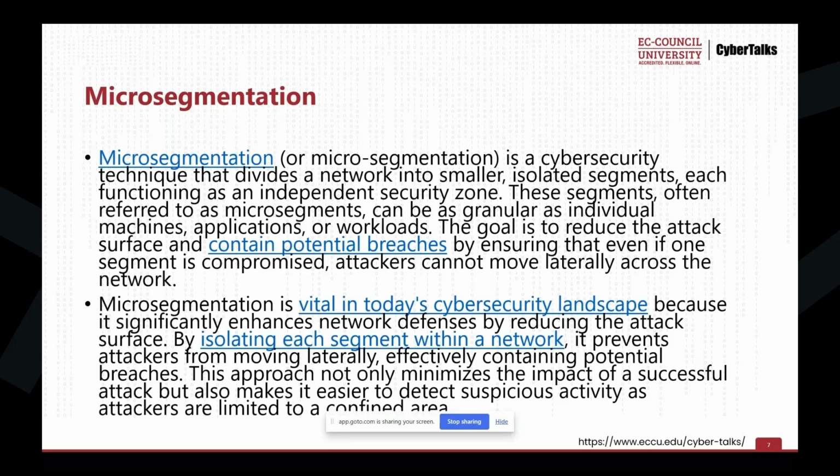And I don't know if some of you are familiar with the word attack surface or not, but attack surface is your exposure that you have to the potential attack, the part of your infrastructure that gets exposed, and it is somewhat susceptible to the attack. So that's the reason we have an attack surface. And you need to contain your potential breaches by ensuring if one segment gets compromised, attackers are not able to move laterally across the network.